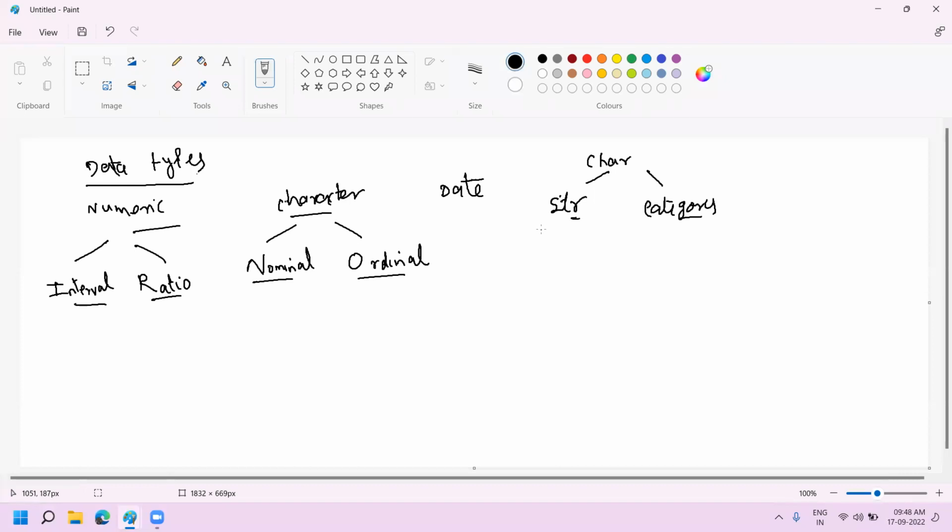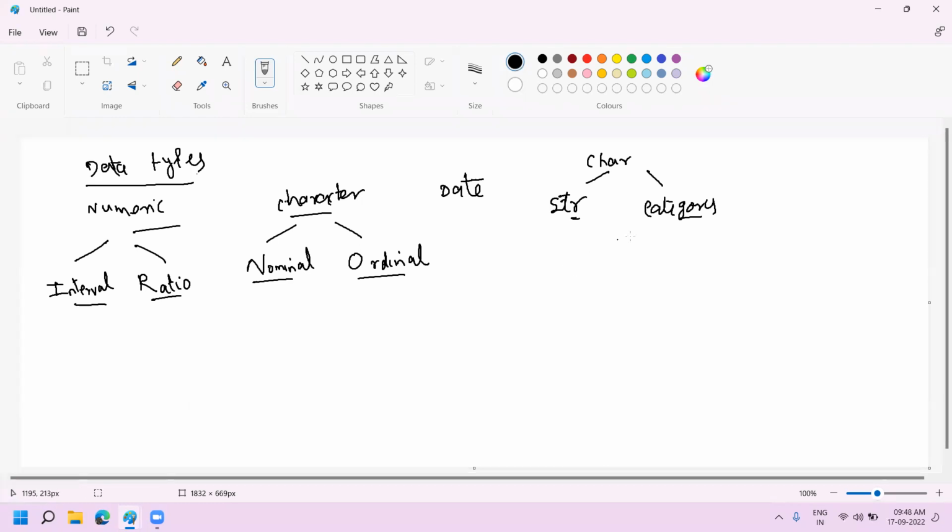What are your names? Is that string or is that a category? String. What is your gender? Is it string or category? Category. Now tell me the difference between the two. Even category is a sequence of characters. What is the difference? Category, specified category.